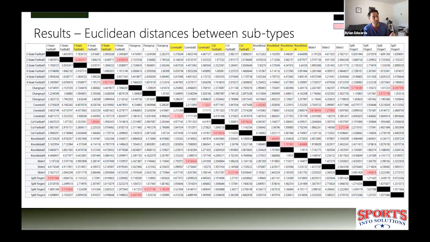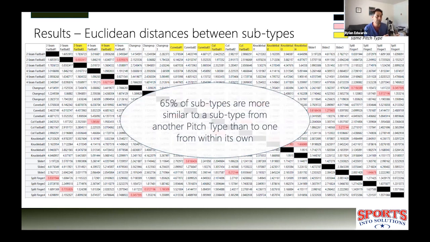The third color on here is yellow. Yellow represents subtypes whose closest neighbor, most similar pitch, also happens to share the same traditional pitch type. So 2-seam fastball 3, its closest neighbor is also a 2-seamer. Go over here to 4-seam fastball 2, its closest neighbor, also a 4-seamer. There are 26 subtypes of pitches here, only 9 of which have a closest neighbor who belongs to the same pitch type. This means that 2/3 of subtypes are more similar to a subtype from a completely different pitch family than to one from within its own.